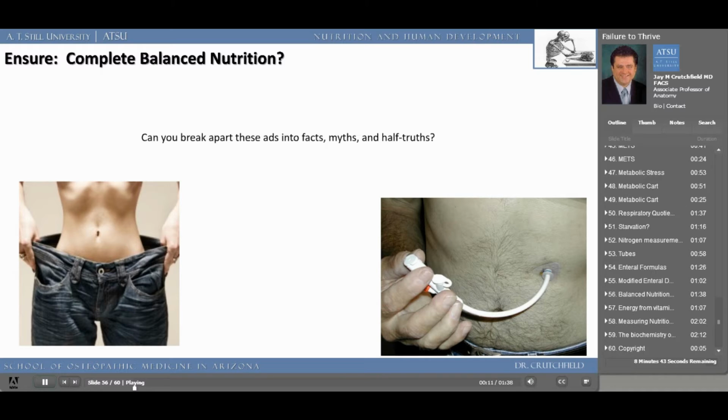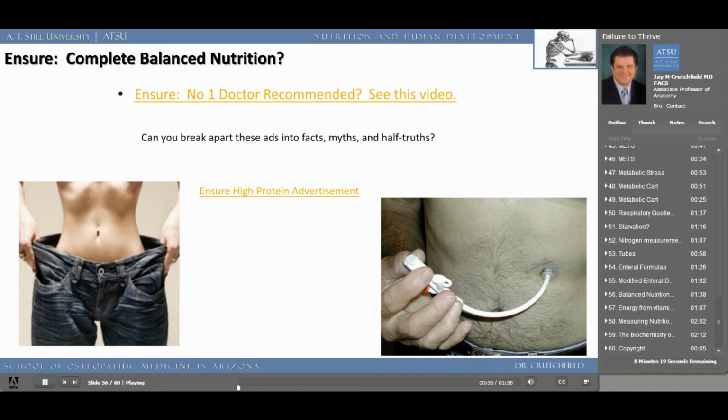Now take a look at this Ensure high protein advertisement. Can you break apart these advertisements and see if they're legit? Can you actually look at a label of Ensure and calculate the calories and see if it's accurate? Take a look at this #1 doctor recommended supplement. Watch the video and see what you think.